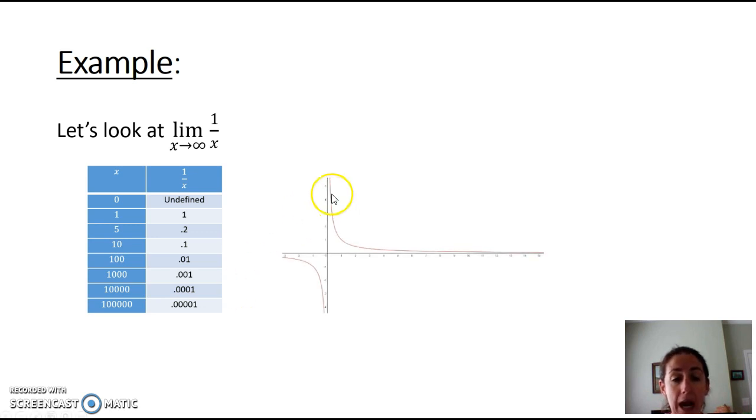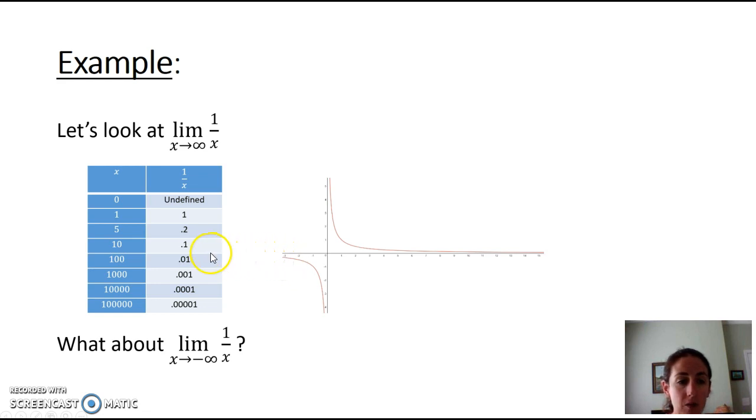Well, if you look at the graph of 1 over x, it looks like this. And as you can see, as x is increasing without bound, it really is leveling off on the y-axis, which is the horizontal line y equals 0. Now, what would happen if these were negative values? Well, that would give us 1 over a negative, so all of these values would be the same, but they would be negative. So as you can see, the limit as x approaches negative infinity of 1 over x would also get really small, negative very small numbers, but it would still be very close to 0.